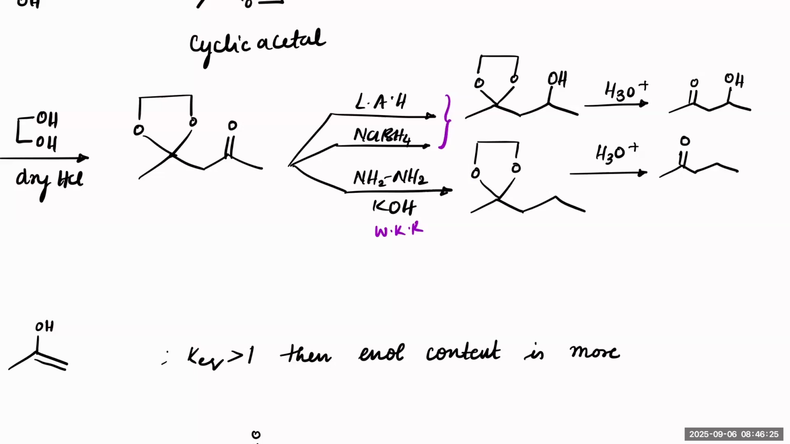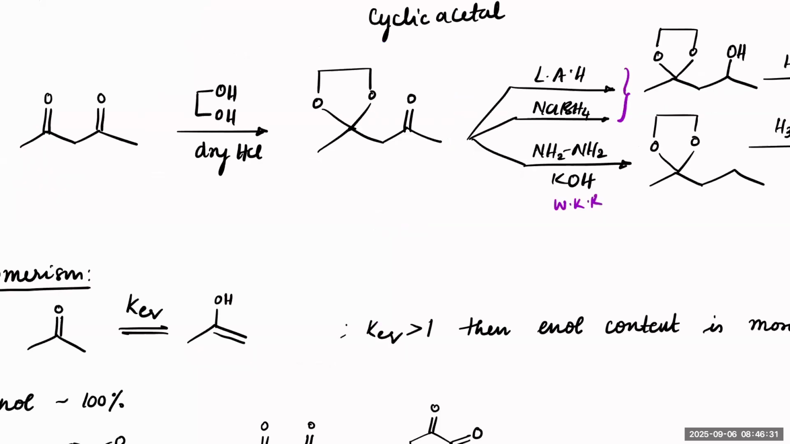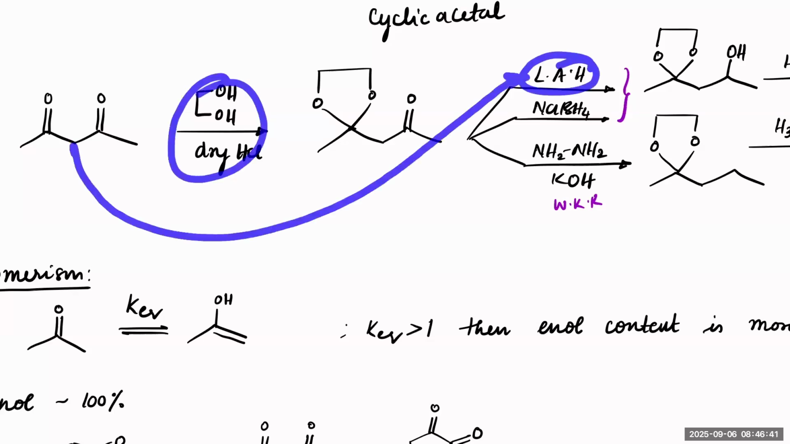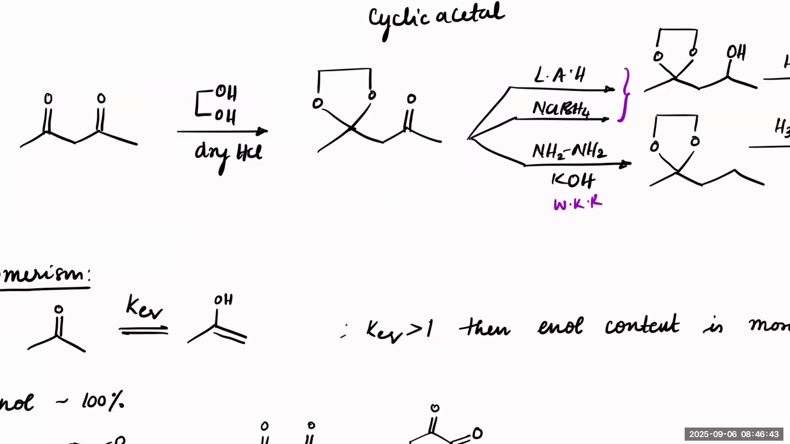So basically, what's happening here is that you are trying to protect one of the aldehyde or a keto group, isn't it? Especially when you are trying to reduce with lithium aluminum hydride. Without using this, if you try to reduce this one, what would happen? Both sides will get reduced. Both will become alcoholic forms.